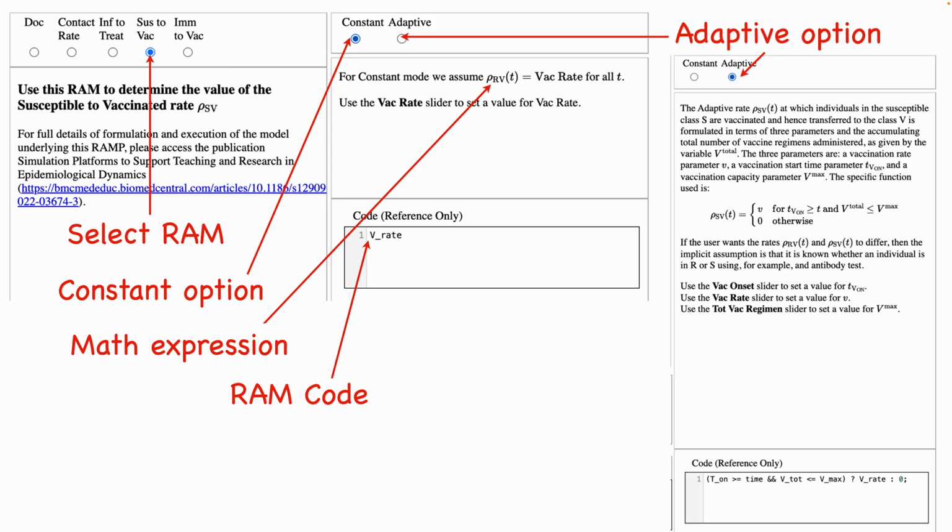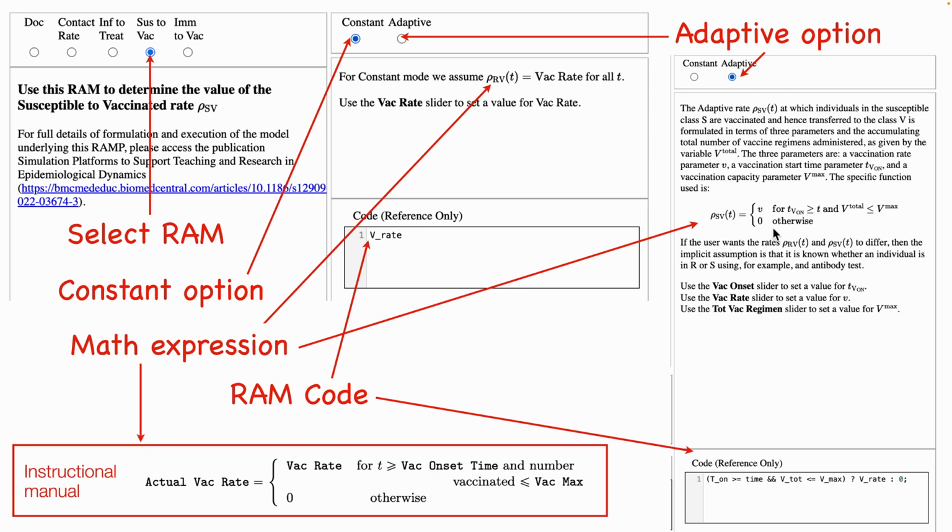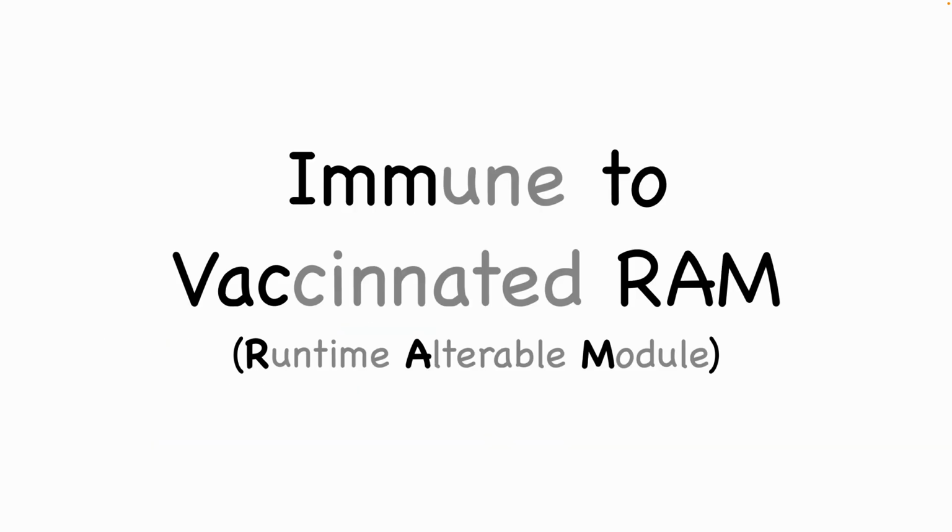Select the adaptive option, and up will come a version that has this expression. This is the RAM code, and in the instructional manual, the actual vac rate is going to be the vac rate provided T is greater than the vac onset time, and the number vaccinated is less than or equal to vac max. Otherwise, the actual vac rate will be 0.